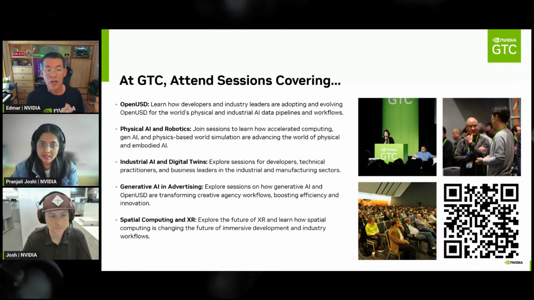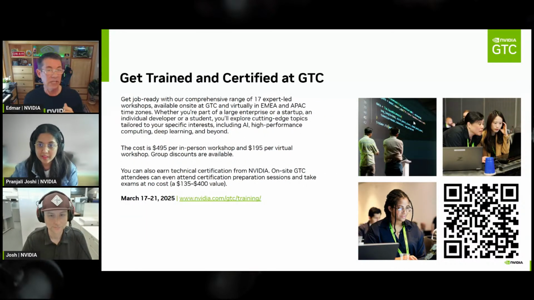So these are some of the topics we're going to be covering on the screen. OpenUSD, of course, physical AI and robots. That's kind of what we're talking about today. Industrial AI and digital twins. We've covered that a lot. Gen AI and advertising. You might remember great presentations last year from WPP, and spatial computing and XR. And I believe that there's some really fascinating labs on that specific topic. So there's something there for everybody. And then, like I said earlier, you have the ability to get trained and certified while you're at GTC. This cost is for the equipment and the people that are needed to set things up and make it work. But we hope you are interested in some of this stuff.